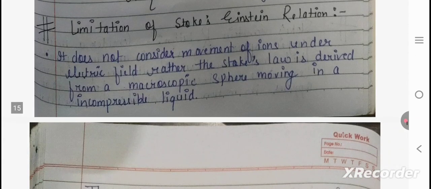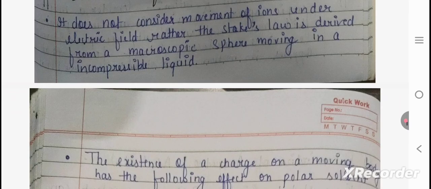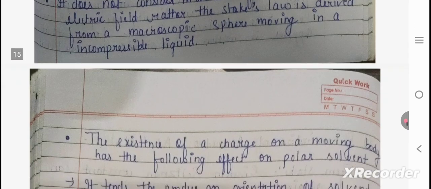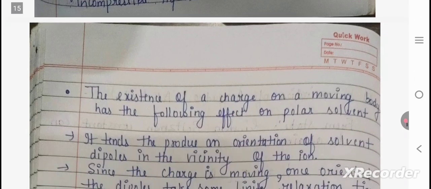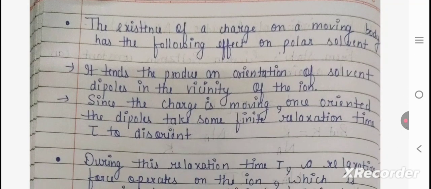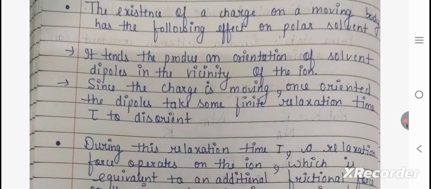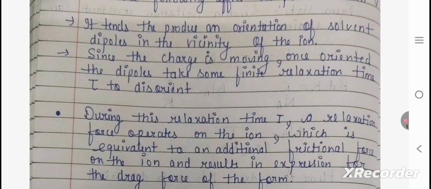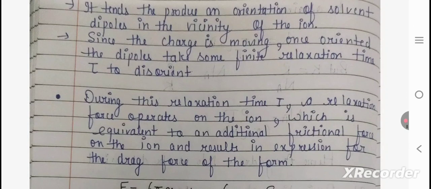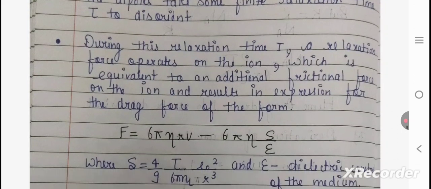Next topic is limitation of Stokes-Einstein relation. Firstly, it does not consider movement of ions under an electric field. Rather, the Stokes law is derived for a macroscopic sphere moving in an incompressible liquid. Secondly, the existence of a charge on a moving body has the following effect on a polar solvent. It tends to produce an orientation of solvent dipoles in the vicinity of the ion. Since the charge is moving, once oriented, the dipole takes some finite relaxation time tau to disorient.